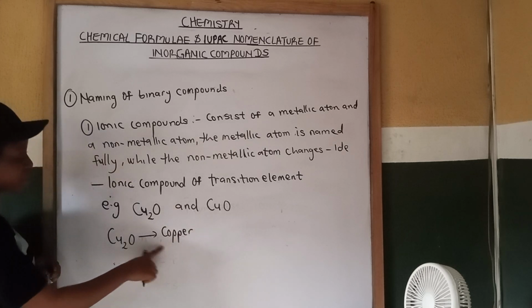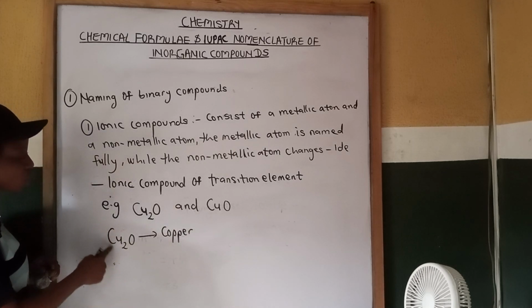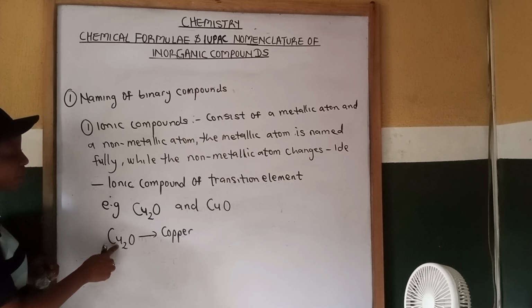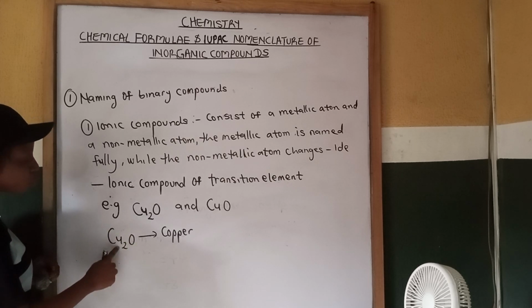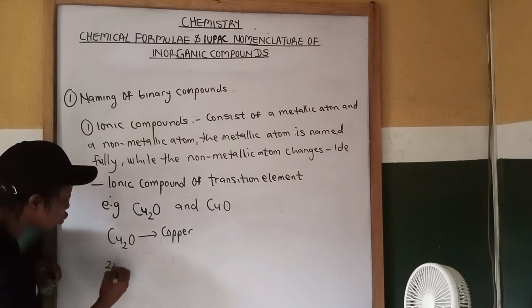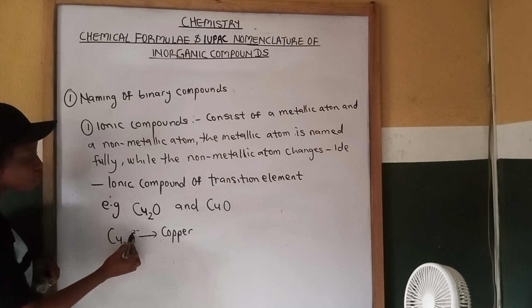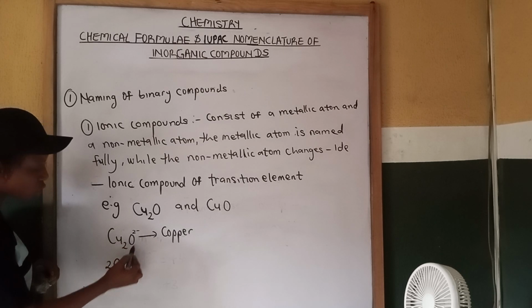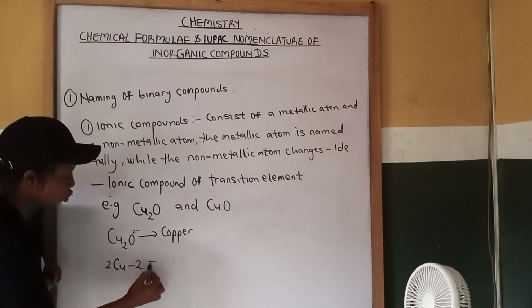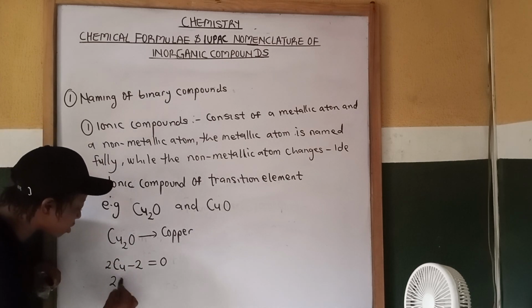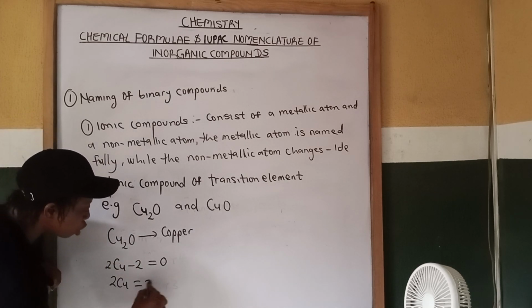You name copper fully, followed by the oxidation number of copper from this compound. So make copper your unknown. 2 times Cu will give me 2 Cu. Then the charge on oxygen is 2 minus. So minus 2 times 1 oxygen will give us minus 2, equal to 0. Then make copper the subject of the formula. 2 Cu equal to plus 2.